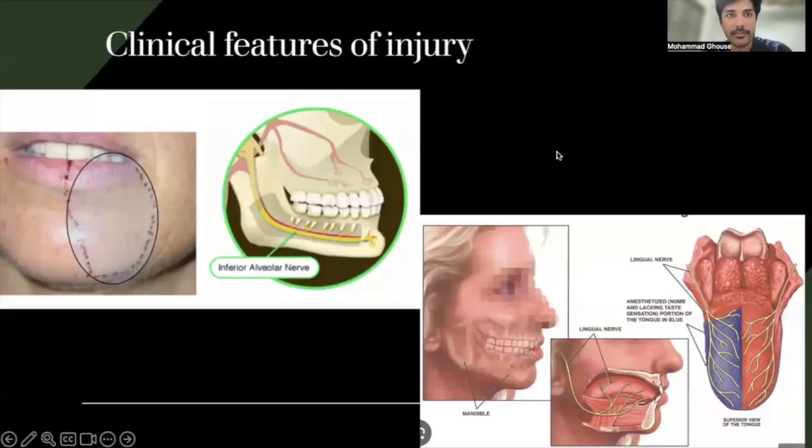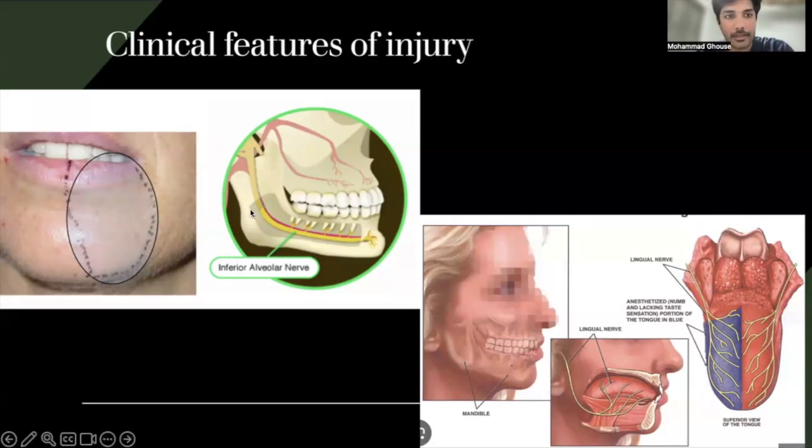So coming to the clinical features of inferior alveolar nerve and lingual nerve injuries. Inferior alveolar nerve injury mainly presents as hypoesthesia, that is reduced sensation, or paresthesia, that is altered sensation, mainly in the form of tingling, or dysesthesia, that is altered sensation mainly in the form of pain. As we can see in this diagram, there may be ipsilateral numbness on the same side, with or without altered sensation or pain.